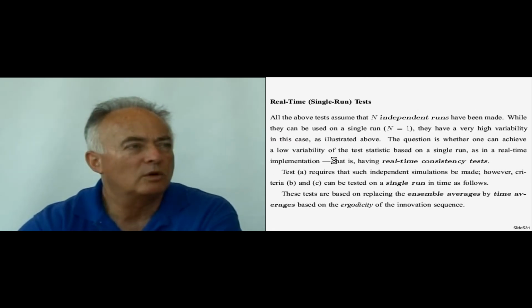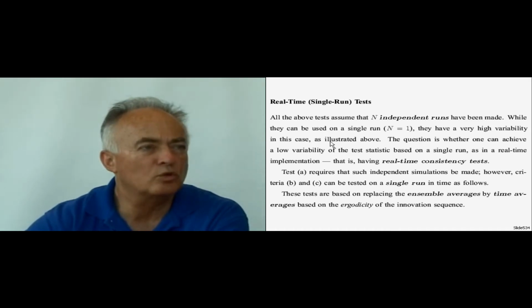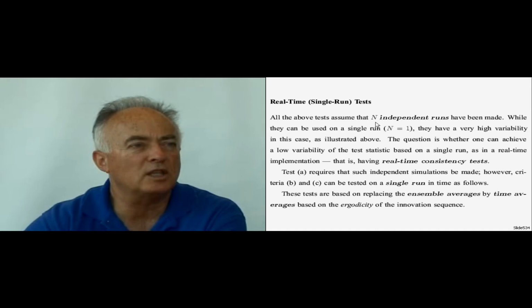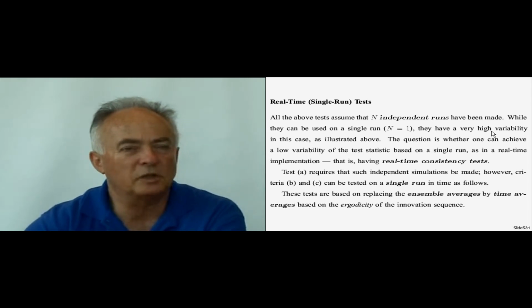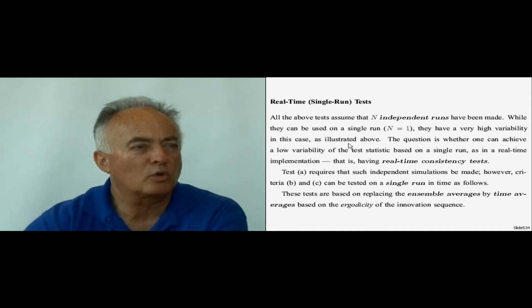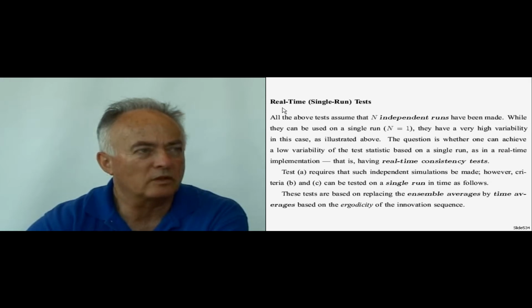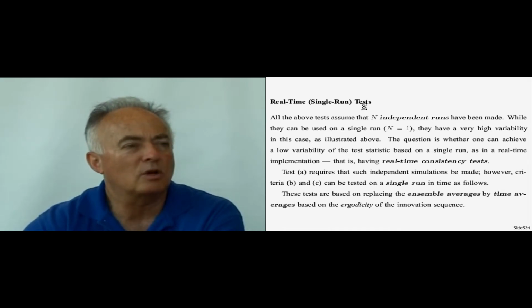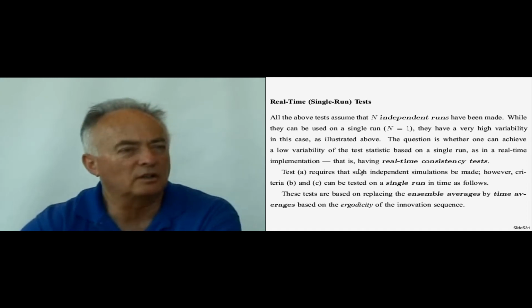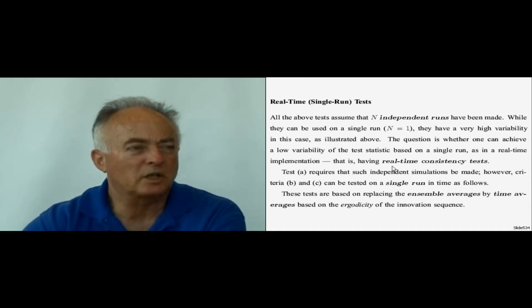Now, up to now, all these tests assume that we have the luxury of n independent runs. While this can be done on a single run, as we have seen, there is a very large variability. So the question is, can one achieve low variability on a single run? That is the point. In real time, we have only, say, one run available. So if we can do it on a single run, we have a practical real-time consistency test.